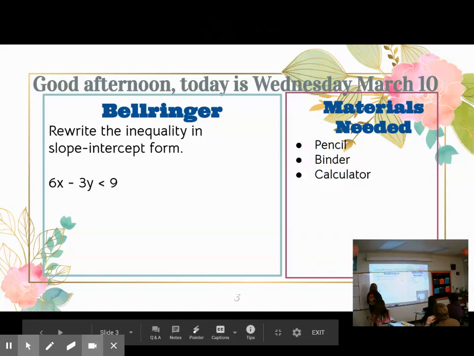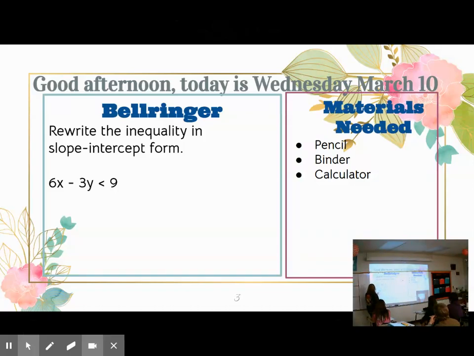To get it into y equals mx plus b form, I moved 6x over on both sides. So I get negative 3y is less than negative 6x plus 9. And I divided each side by negative 3, and I switched the sign. I think you switch it when you divide, so I'm not sure. And then I got y is greater than 2x minus 3.